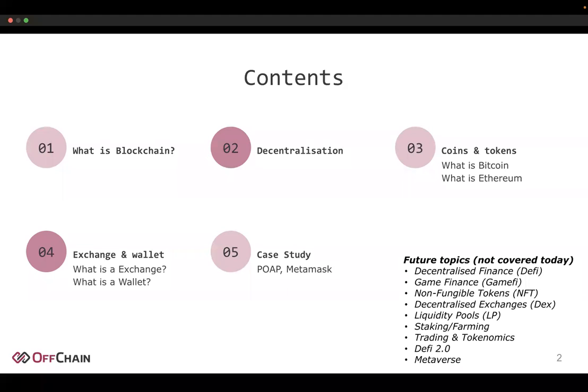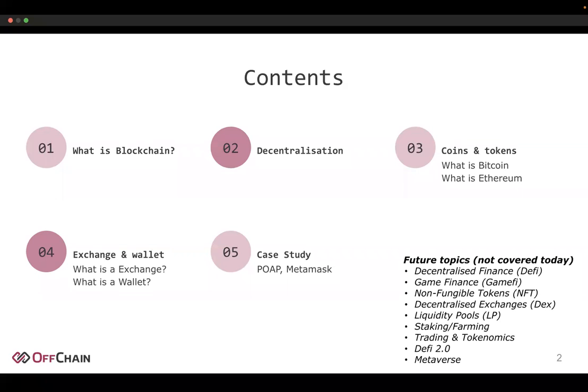We'll then go into some brief description on coins and tokens, and we'll specifically be talking about Bitcoin and Ethereum, two of the most common blockchain protocols in use today. We'll then go into a bit on what are exchanges and wallets and why they're necessary, and the various different types of wallets.